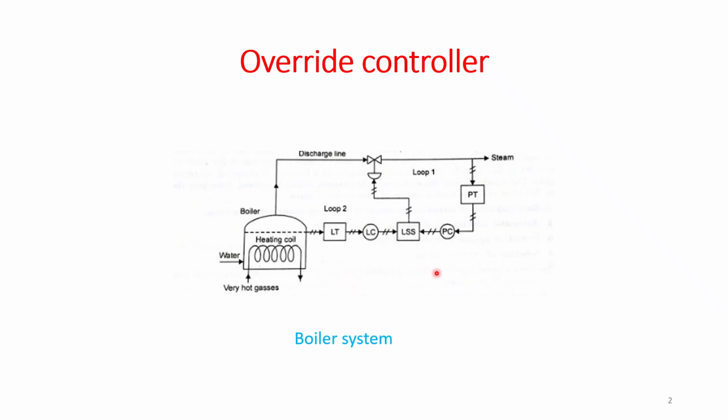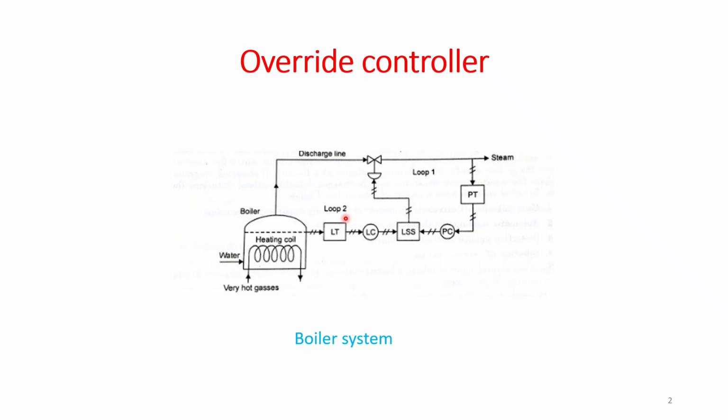Then another variable is the pressure. The ultimate aim of the boiler is to produce steam, so that steam should maintain some pressure. Otherwise we cannot use it for further process. So in this boiler system, at the same time we need to control level as well as pressure. Now let's see how the override control system is working.